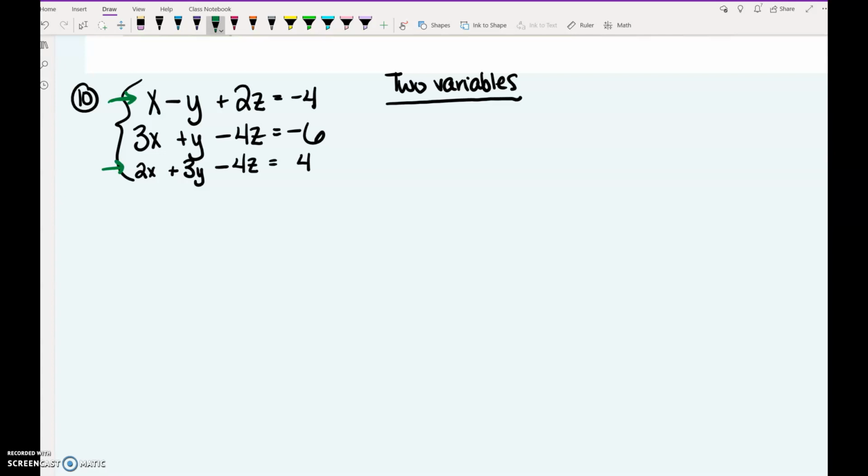Or we could look at the z's. Do you see how we have 2z, negative 4z, and negative 4z? We could multiply the top equation by 2 to make this be 4z. Then we could eliminate the top two and then eliminate the top and the bottom. So there are two options here. We have two different ways that we could solve this particular problem.